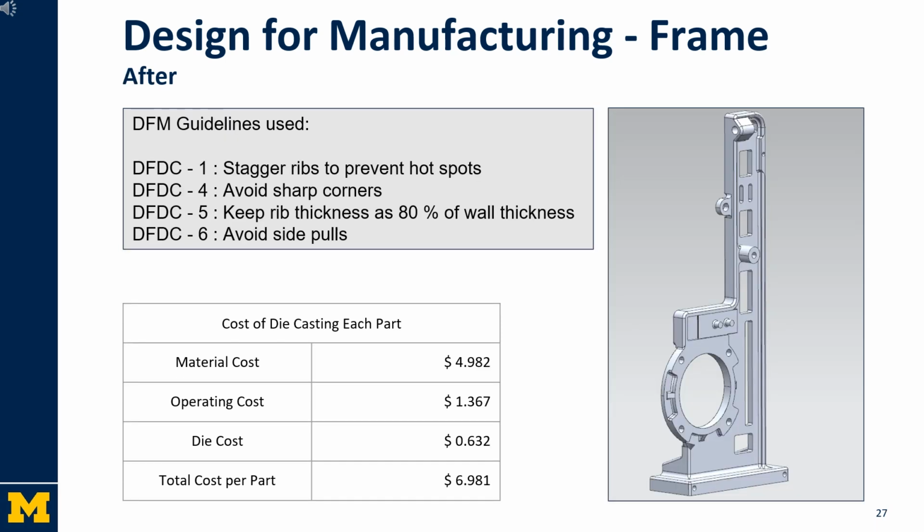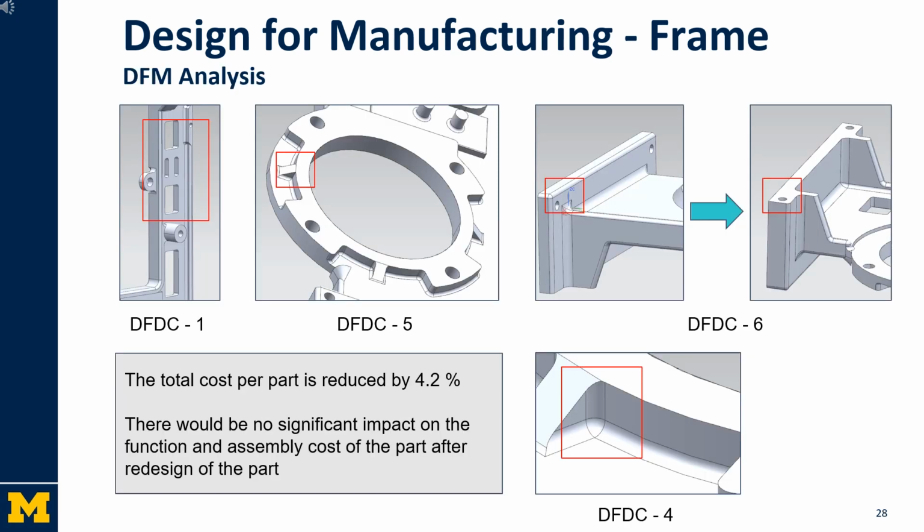DfM guidelines 1, 4, 5, and 6 for die casting, as mentioned in the slide, were used to redesign the frame, and a cost reduction of 4.2% was achieved without any significant impact on the function and assembly cost. As can be seen in the images, design improvements like staggered ribs, the number of side pulls reduced from 3 to 1, and smooth corners at all the intersections were made following the DfM guidelines for die casting mentioned in the previous slide.